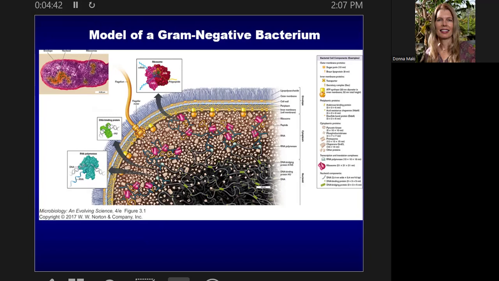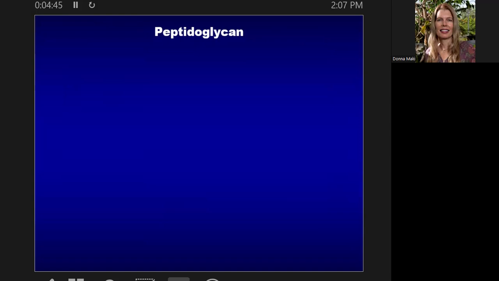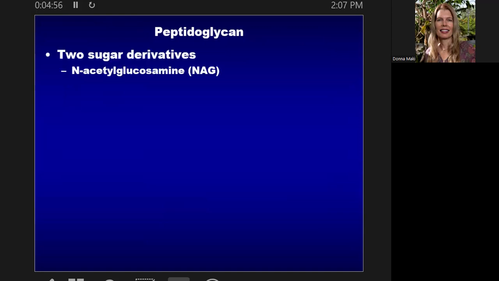So let's think a little bit about the peptidoglycan. What is it made up of? And when you look at it and start to bring it down to its simplest form, it's really two different sugars. One is N-acetylglucosamine and one is N-acetylmuramic acid. We abbreviate those down to NAG and NAM. And so they bind with each other, alternating NAG-NAM, NAG-NAM, NAG-NAM, down these long, long chains of sugar derivatives. And so they alternate like that.